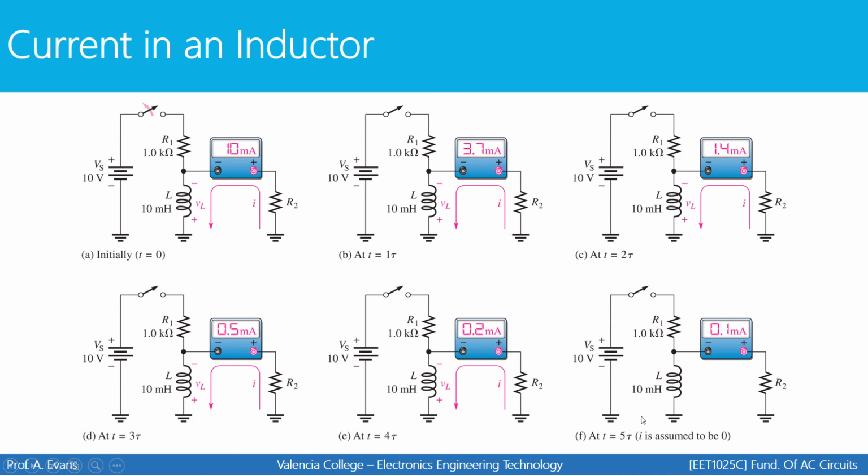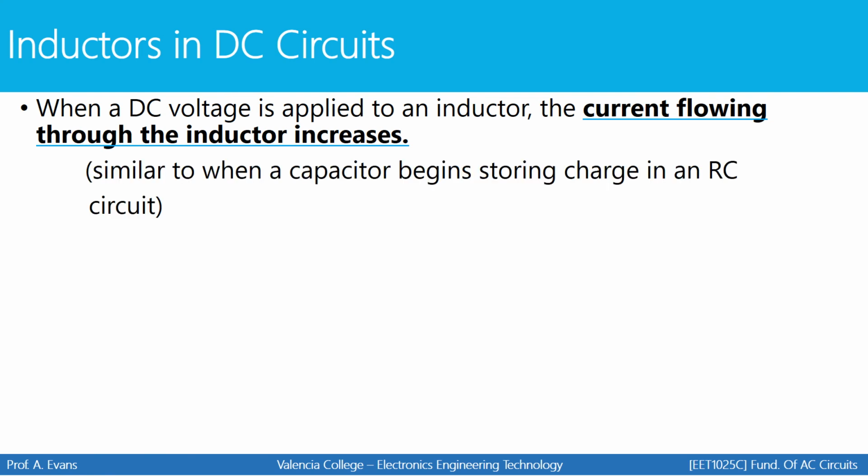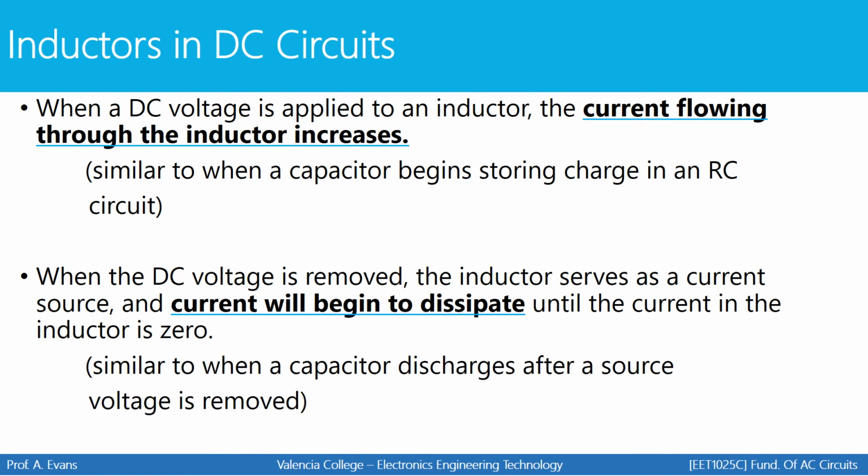So an inductor has a relationship to current, much in the same way that a capacitor has a relationship to voltage. When a DC voltage is applied to an inductor, the current flowing through the inductor increases, similar to when a capacitor begins storing charge in an RC circuit. When that DC voltage is removed, the inductor serves as a current source, and the current will begin to dissipate until the current in the inductor is 0, similar to when a capacitor discharges after a source voltage is removed.